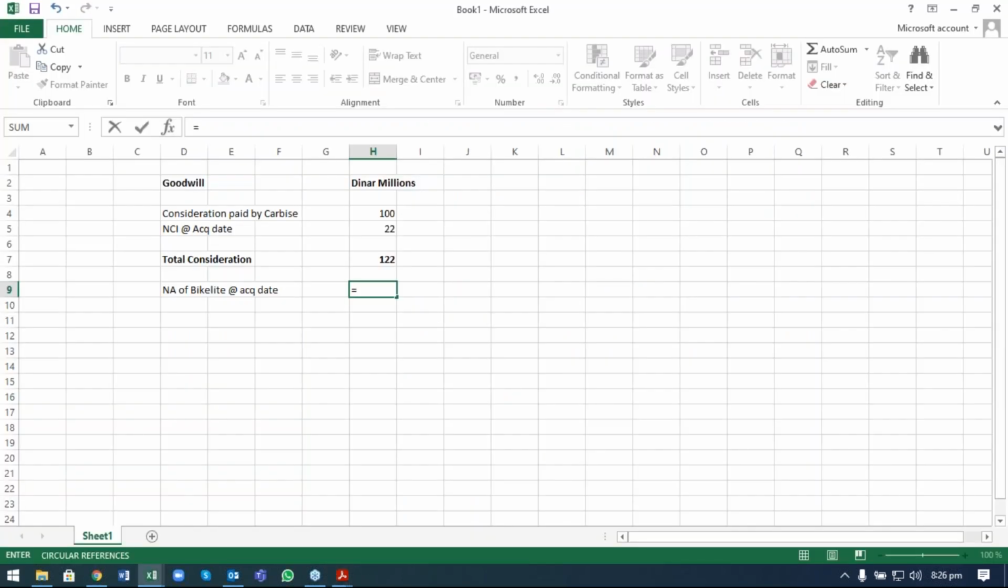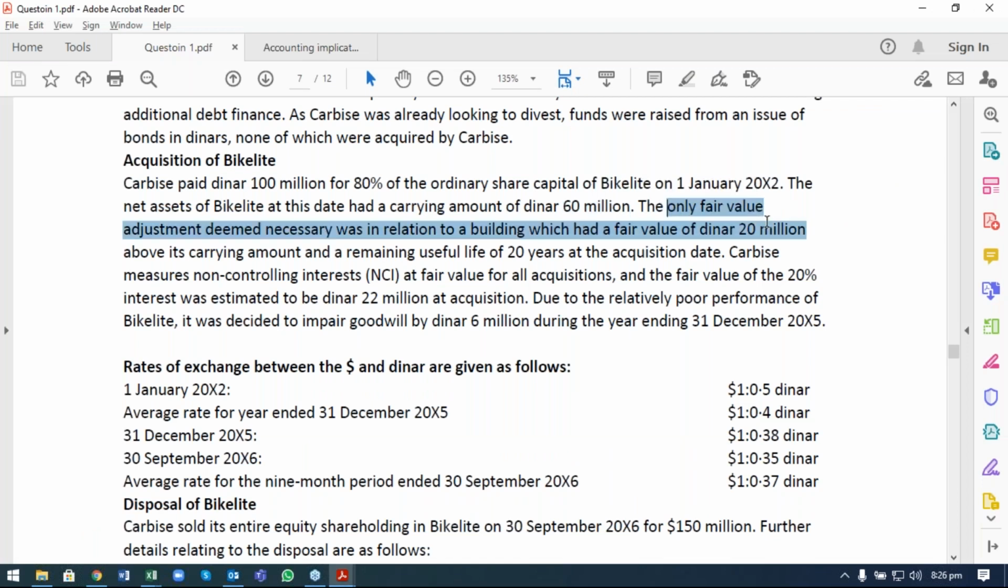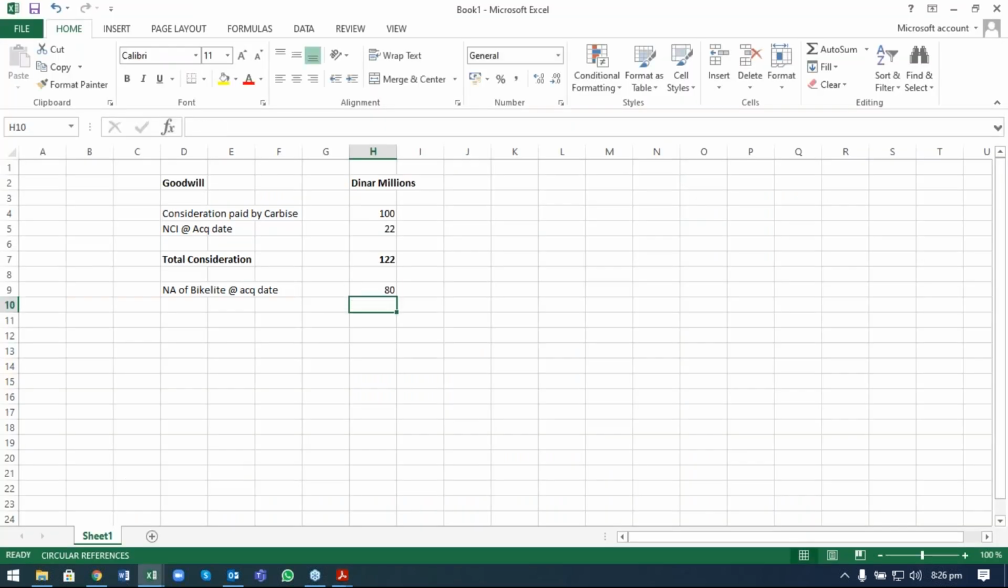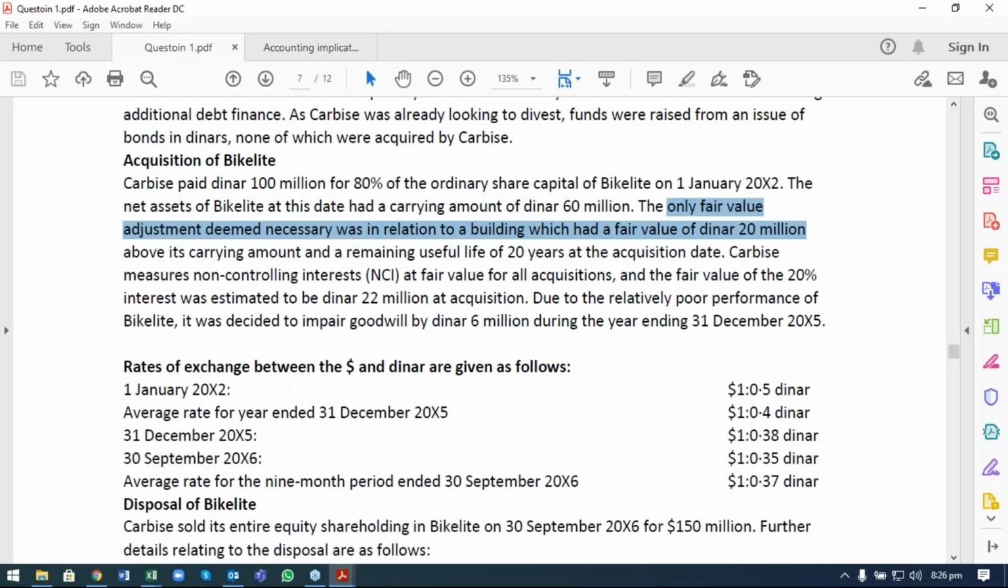So we can mention 60 million, but on top of it there is a fair value adjustment, and that fair value adjustment is related to a building, which is 20 million dinars. It has a fair value in excess of carrying value, so this is a further 20 million. So the fair value of net assets at acquisition date of Bike-Lite is 80 million.